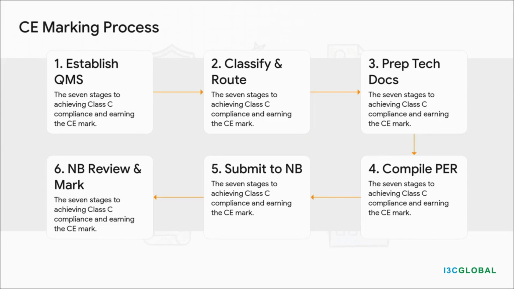Here it is, the 7 key stages. It all kicks off with building a really solid quality management system, or QMS. From there, you've got to correctly classify your device and figure out the right conformity route. Next comes the big one: preparing all your technical documentation. And a huge piece of that puzzle is the performance evaluation report. Once that's all buttoned up, you submit the whole package to your notified body, they do their review, and if everything checks out, boom, you get your certificate and you can finally put that CE mark on your product.